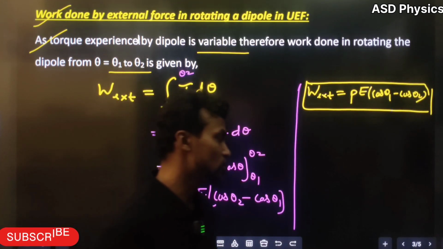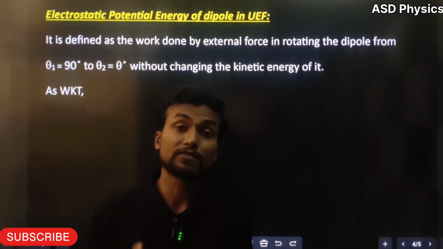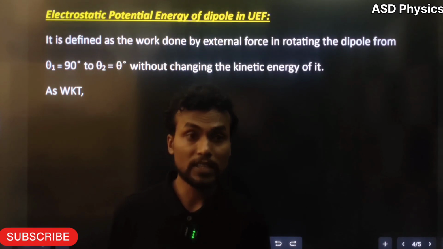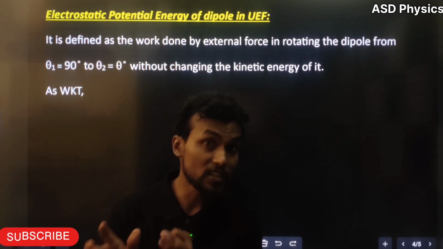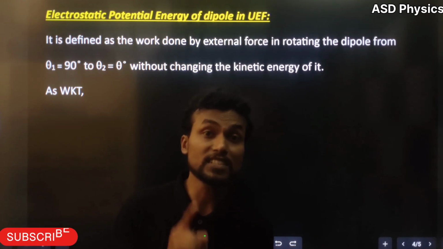Now students, in the next part what we are going to learn is, if during the rotation of the dipole the kinetic energy is constant, then what will happen? The work done by the external agent will be stored in the dipole-electric field system as which energy?